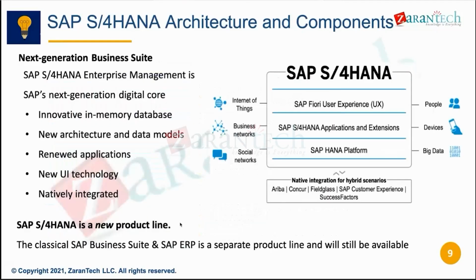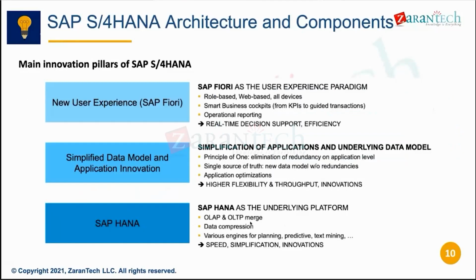And then SAP HANA, as I said, OLAP and OLTP merge. So HANA can do both. Data compression: there is cold data and warm data. Have you heard of these words? Warm data means most frequently used data. Cold data means not so frequently used. So cold data, they will compress and keep it, and whenever they need it, they will uncompress and use it. Then there are various engines for planning, predictive and text mining.